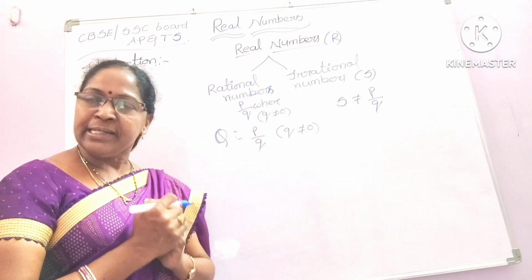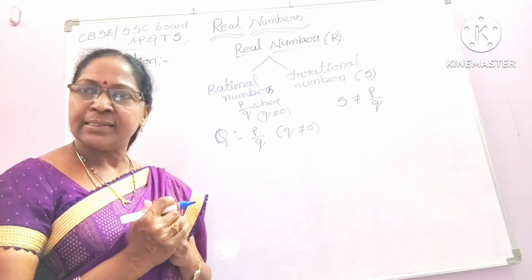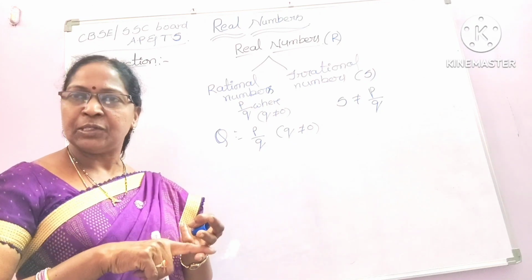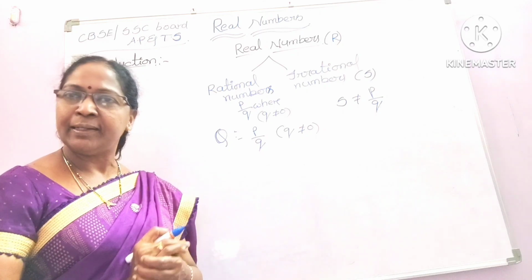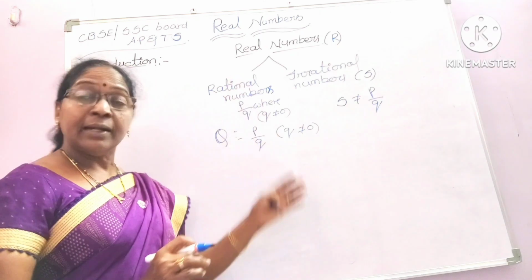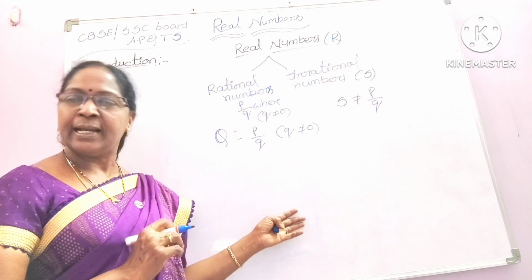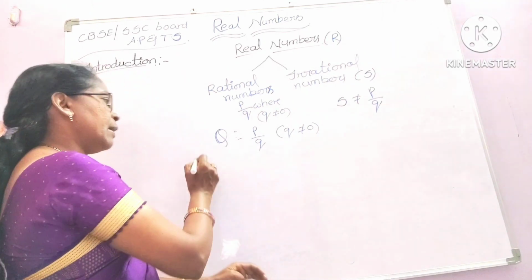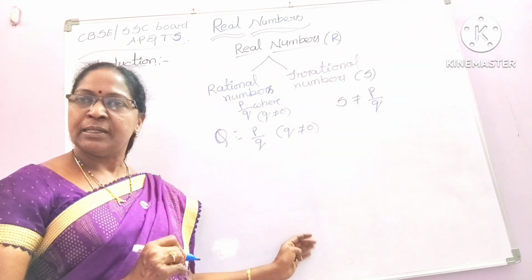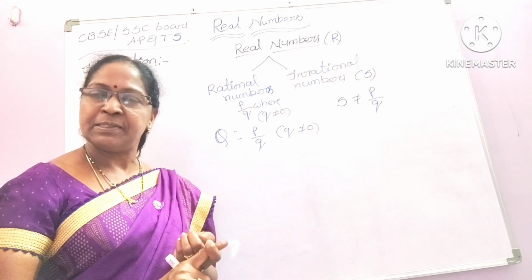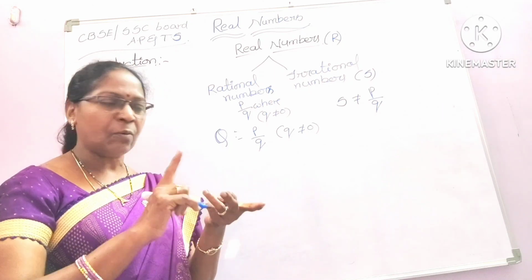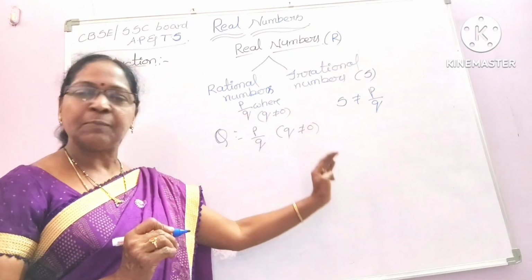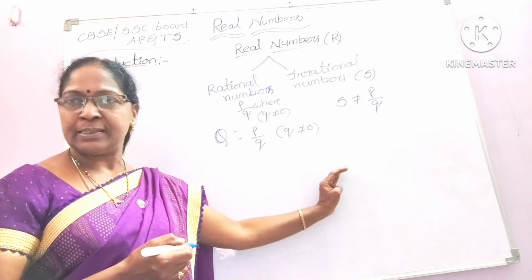So what are integers? Positive numbers, negative numbers and including 0. The set of all these numbers we call integers. And natural and whole numbers. Natural numbers means 1 to infinity are natural numbers. Whole numbers means including 0 the natural numbers. That means start from 0: 0, 1, 2, 3 and so on. These are all numbers we call whole numbers.